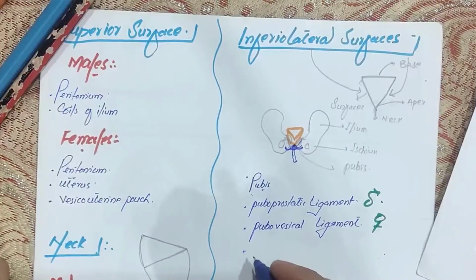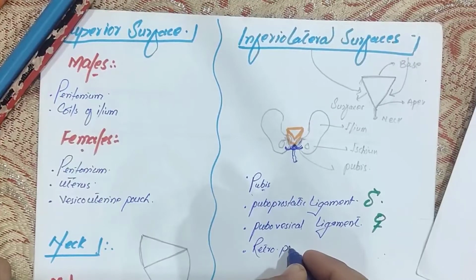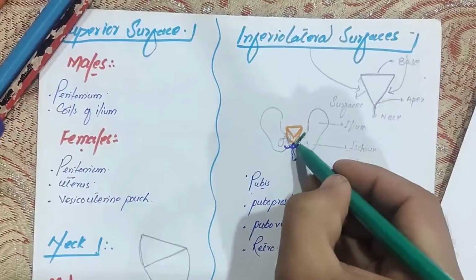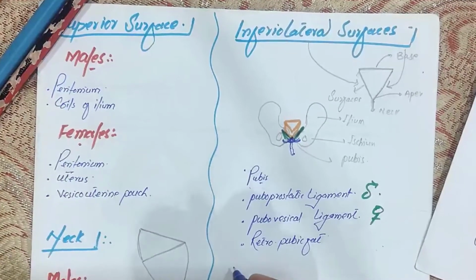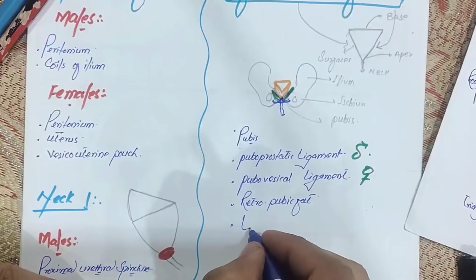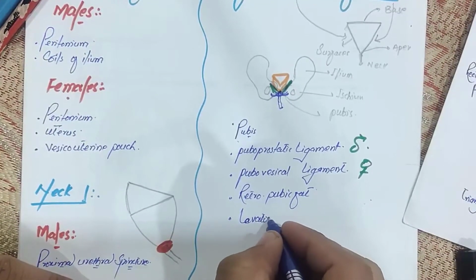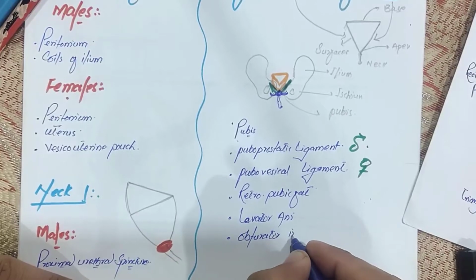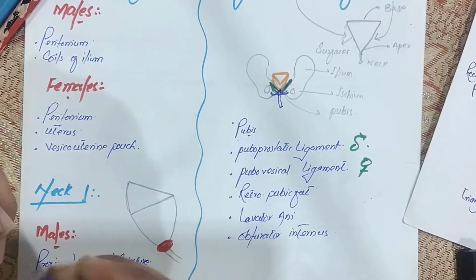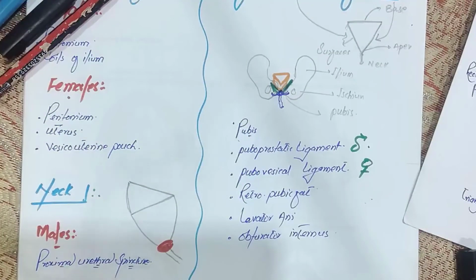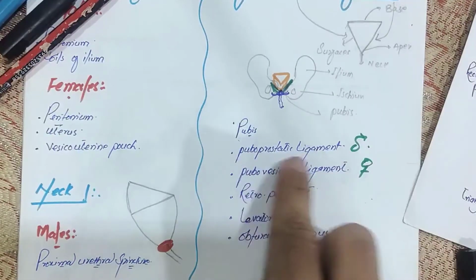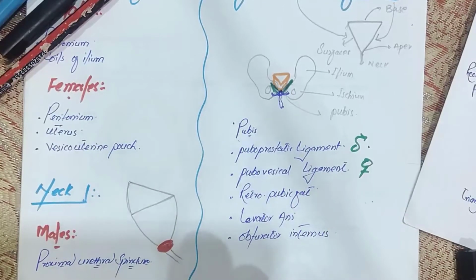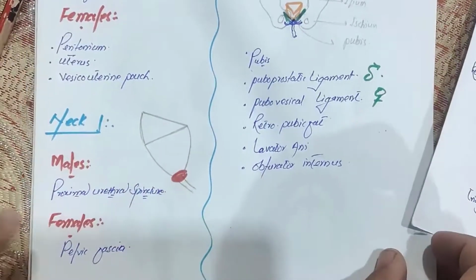So there is retropubic fat on both sides. There is a fatty layer which is called the retropubic fat, and then there are two muscles, levator ani and obturator internus. These two muscles are in relation to the inferolateral surfaces of the urinary bladder in males and in females. The only difference on the inferolateral surfaces, as I told you, is one ligament: the pubovesical ligament for females and the puboprostatic ligament for males. So these are the relations of the inferolateral surfaces of the urinary bladder.